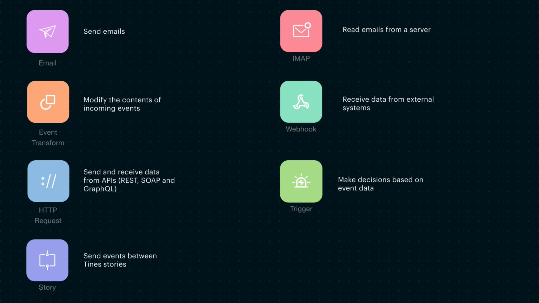The webhook action can receive immediate notifications from third-party tools like SIEM, case management, and CRM, while the HTTP request action enables you to communicate directly with any tool that has an API. The IMAP action can read emails from your mailbox and emit them as events. The trigger action makes decisions and filters information by comparing the contents of an incoming event with predefined rules. Lastly, the send to story action sends events to another Tines story, a substory, and receives results back from this story.